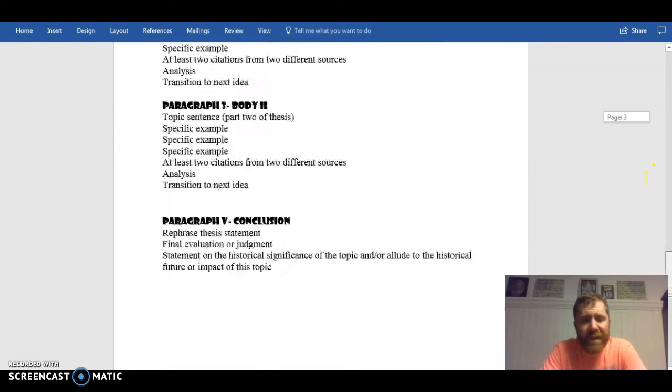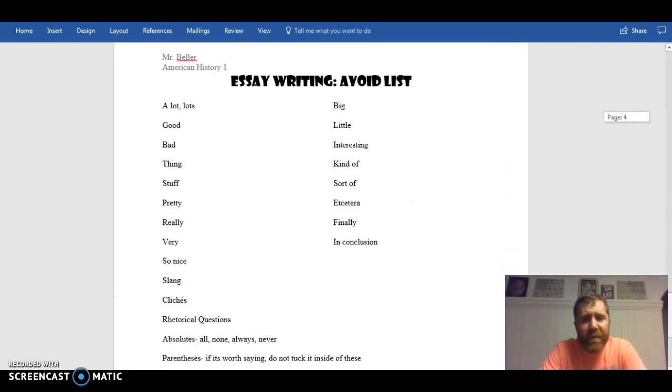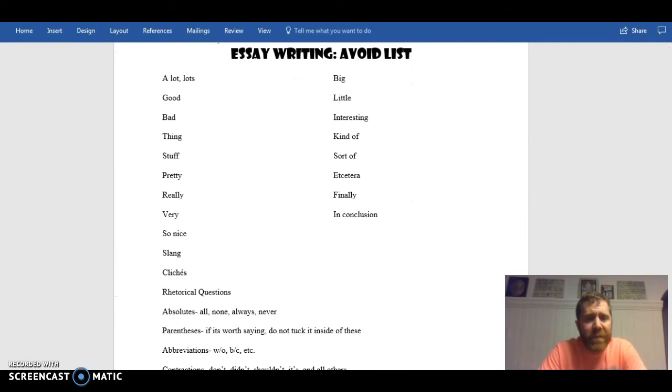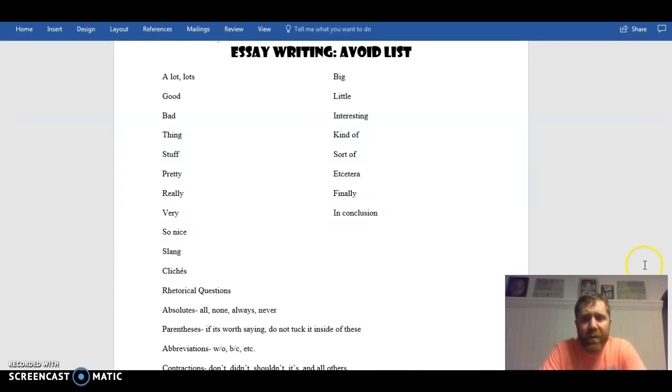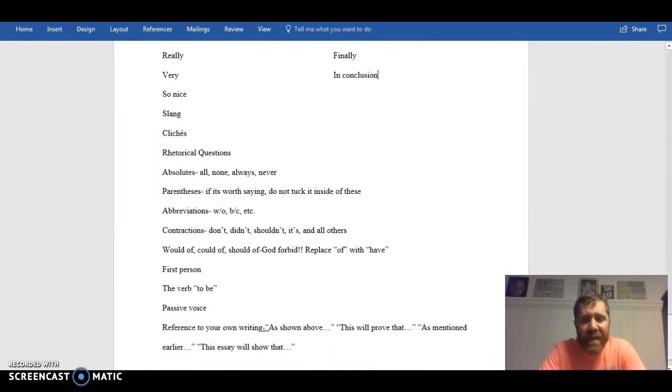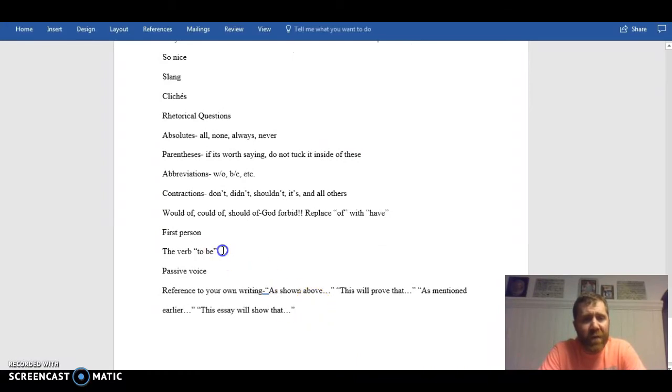A couple things here that might help you out. This is in your booklet or your little pamphlet. These are a list of words to avoid, so just make sure that you're not using these at all. All right, to be verbs, you can look at is, am, are, was, to be. All right, is, am, are, was, to be. Those are to be verbs, so do not use those, right?